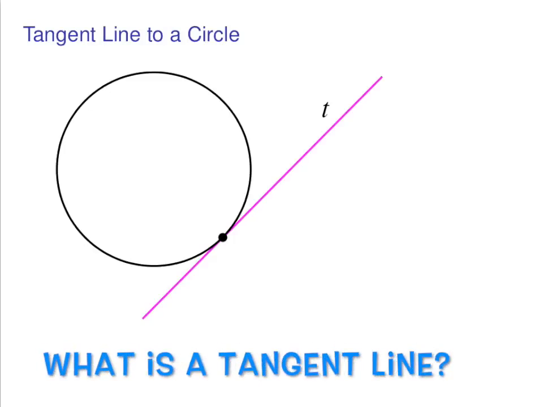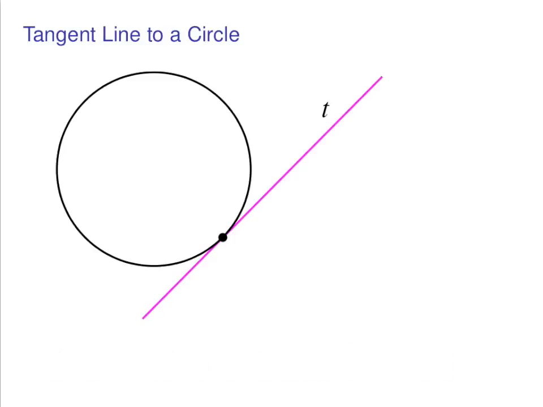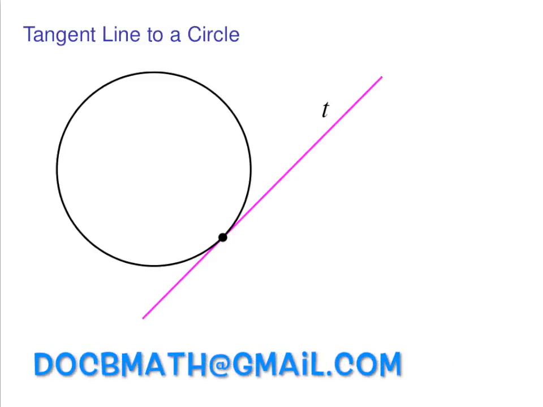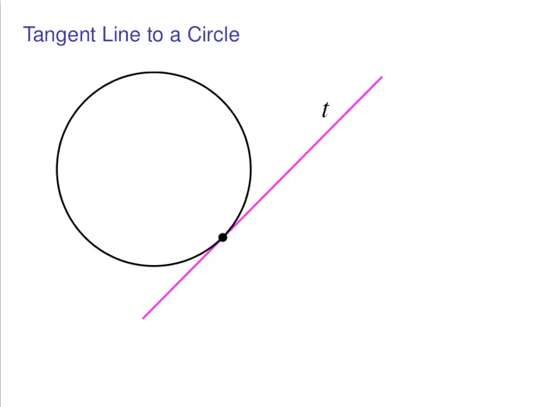So what exactly is a tangent line to a curve? If we consider a simple curve like a circle to begin with, a tangent line is a line that intersects the circle in exactly one point. Any other line that intersects the circle has to intersect it in at least 2 points.